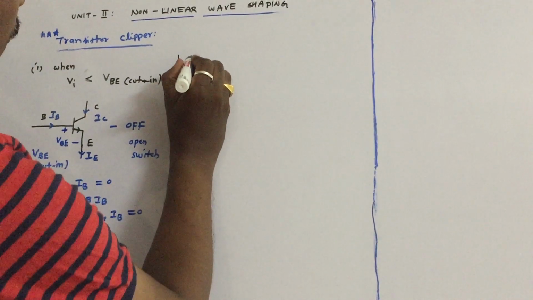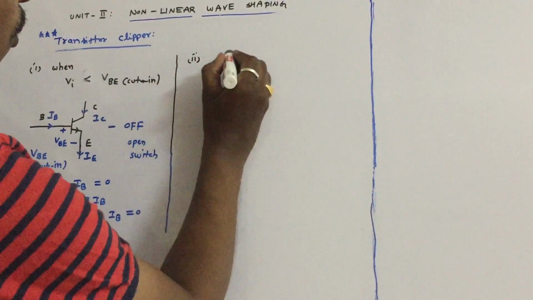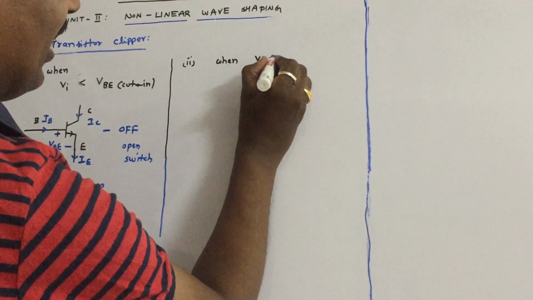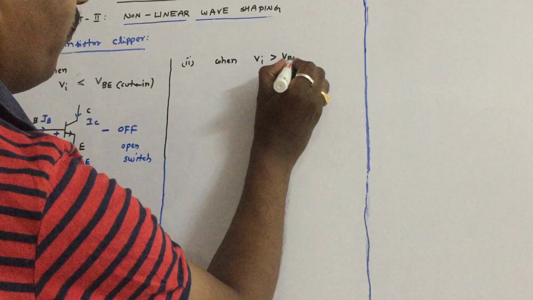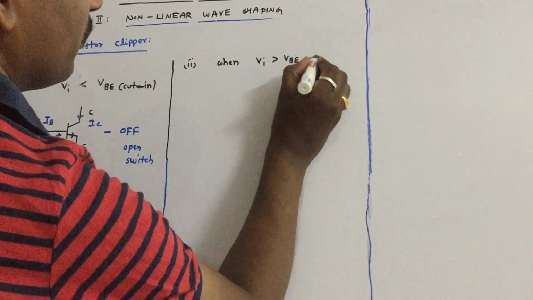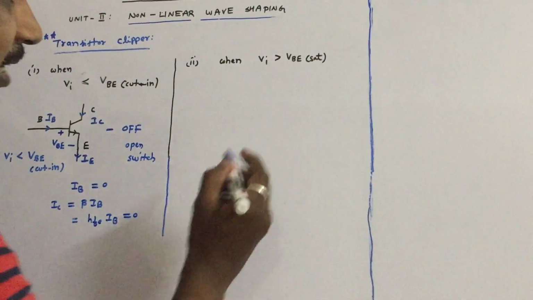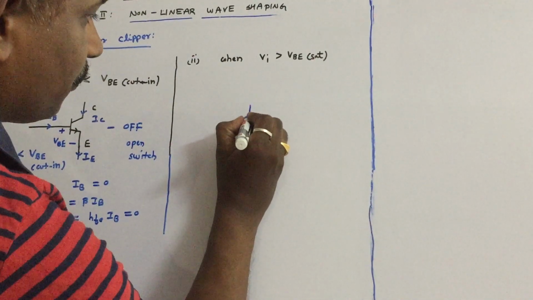I use these 2 points again. Now let us take case 2, when the input voltage is greater than VBE saturation. Let us see what this condition is. What will happen? Let us take the transistor circuit again.